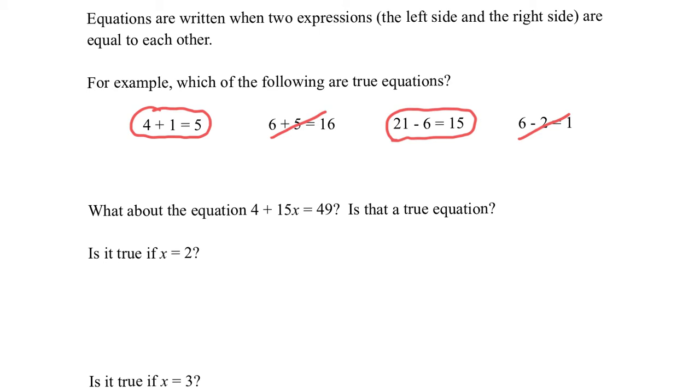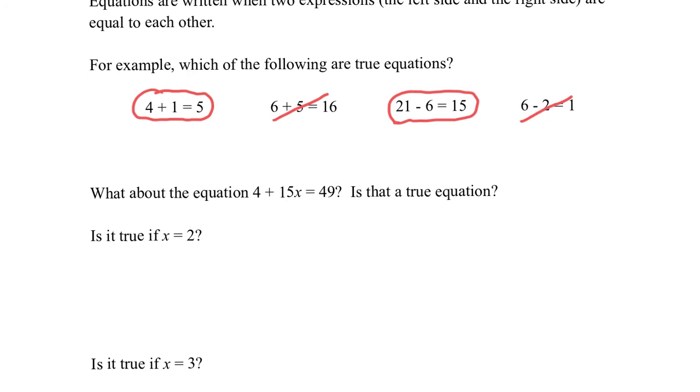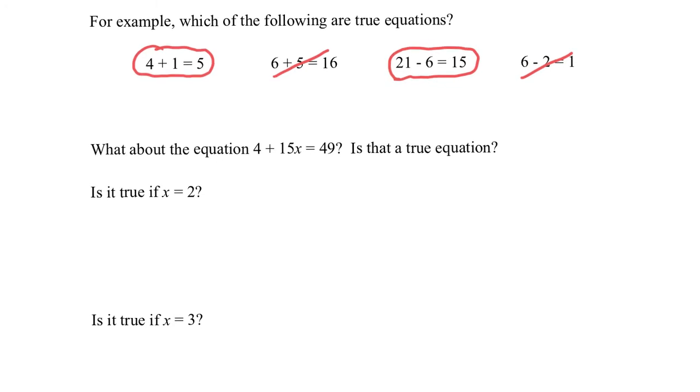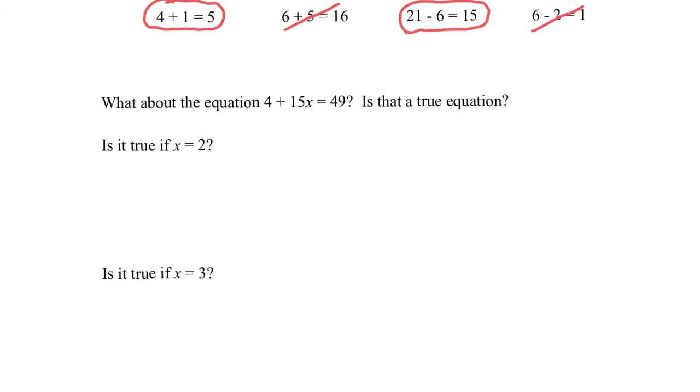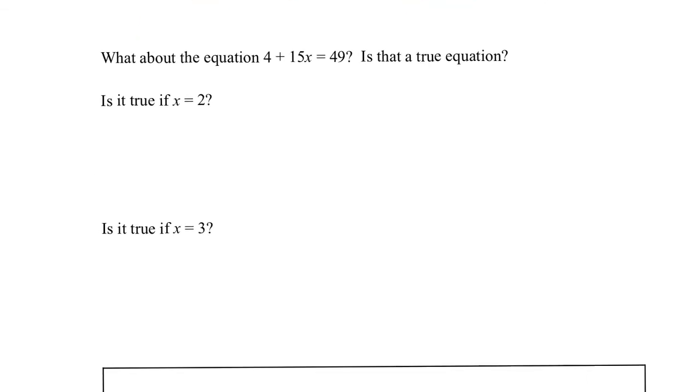It's really easy to tell when all you have is numbers. It's really easy to tell if the equations are true or not. But as soon as I start introducing variables, especially if the thing is complicated, then it's a lot harder to tell. 4 plus 15x equals 49. Is that a true equation or not? It's kind of hard to tell. In fact, as it turns out, it is a true equation, but only in one specific case.